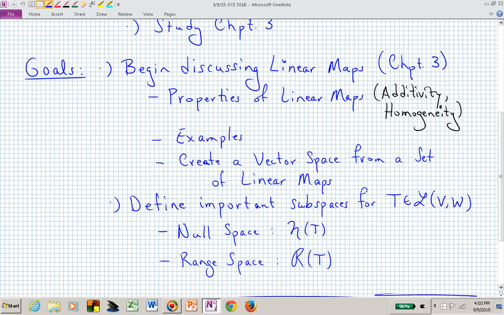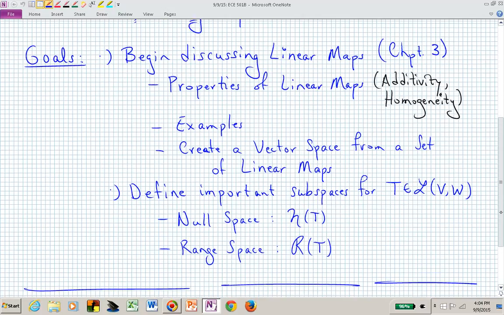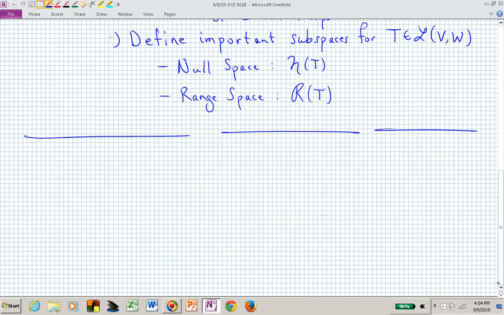Then we will start to examine some particular subspaces associated with linear maps, in particular null space and range space and some of the consequences associated with those different spaces or subspaces in this set of vector spaces V and W. So let's start chapter 3, which is dealing with linear maps.